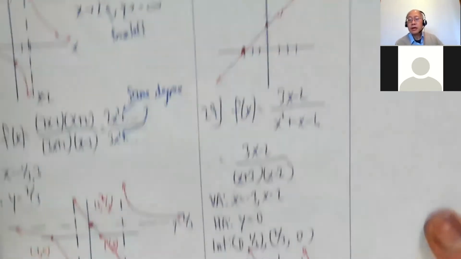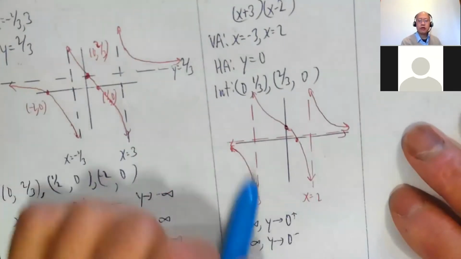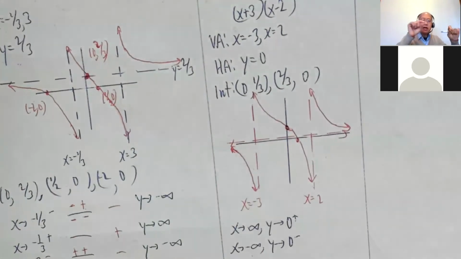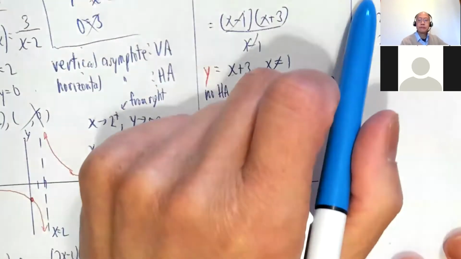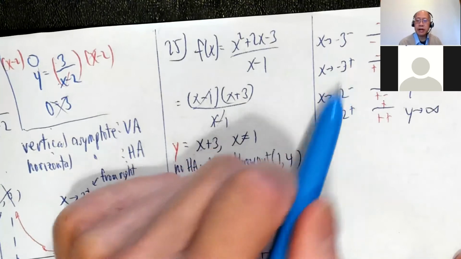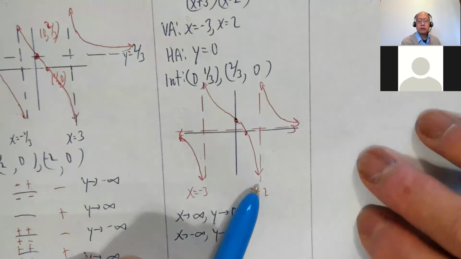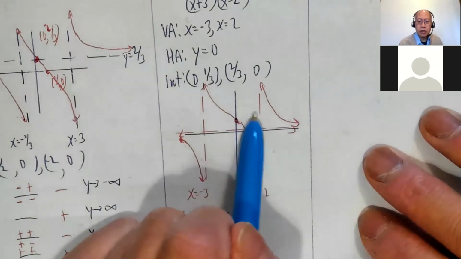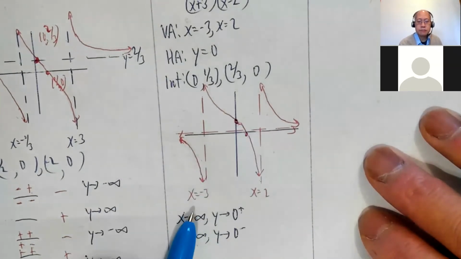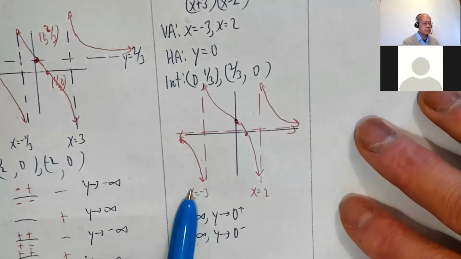Right. Then I do my sign chart. So I take my two vertical asymptotes, -3, a little bit to the left, a little bit to the right. The minus sign means a little bit to the left. The plus sign means a little bit to the right. Same thing with 2, which is an x equals 2 vertical asymptote. I go a little bit to the left, a little bit to the right. Okay, so like -3.1.